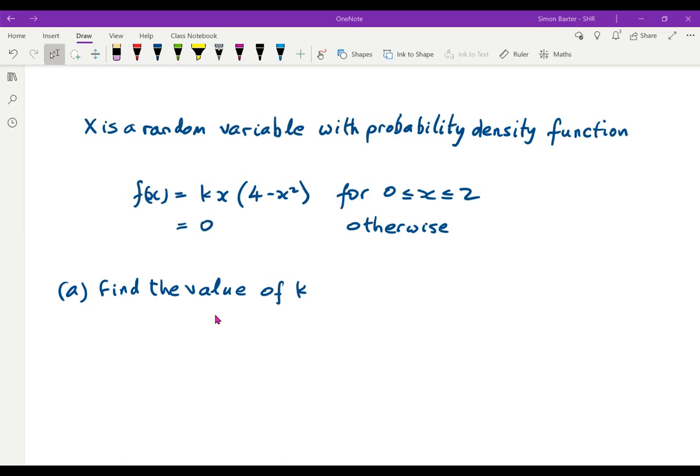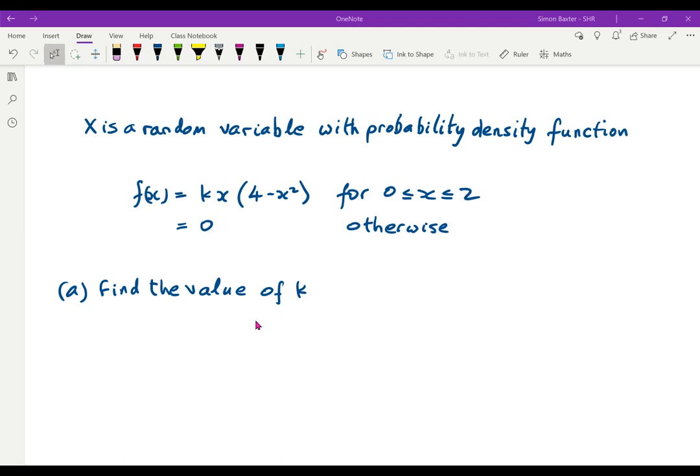Well, what do we actually know about a probability density function? We know that it can never go below the x-axis. You should be able to see that with x between 0 and 2, this bracket must always be positive. So if f of x has to be positive, we do know that k has to be positive.